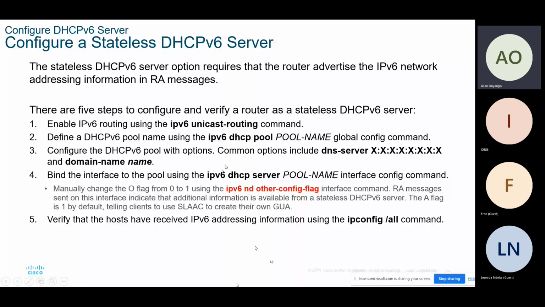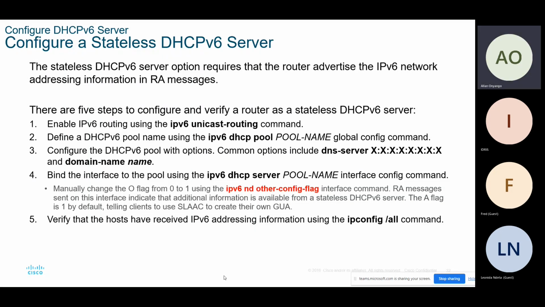enable IPv6 routing on your router. And so you say ipv6 unicast-routing. That is used to enable IPv6. Remember, our routers are not originally designed for IPv6, but by default they are always enabled for IPv4. So to use IPv6 on them, you must say ipv6 unicast-routing.